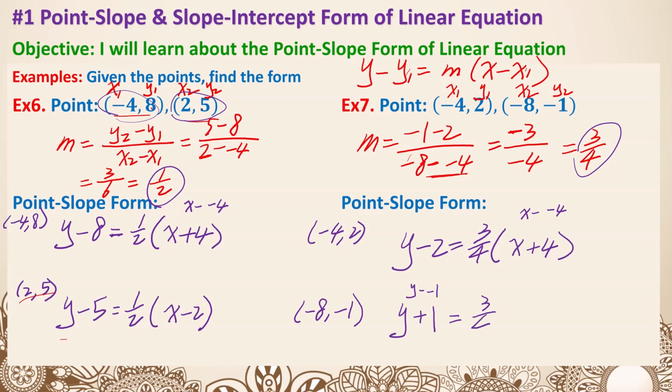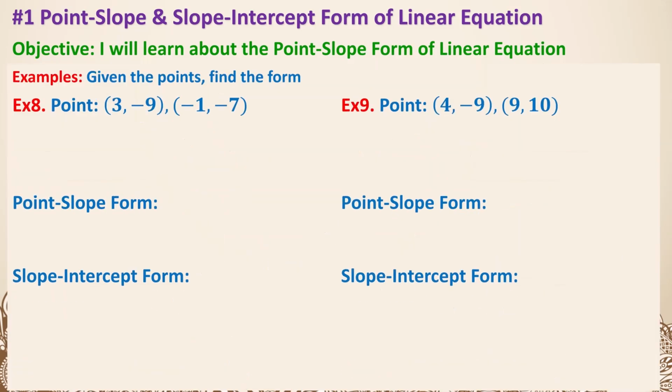On the right side, 3/4, and it's going to be x minus -8, which becomes x plus 8. And they are both going to work. They're both point slope form. You might be wondering, how come we have different point slope forms? How come that works? You will see how it works in example 8 and example 9. So let's move on to example 8 and 9.